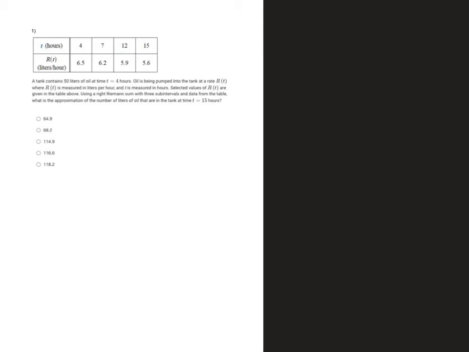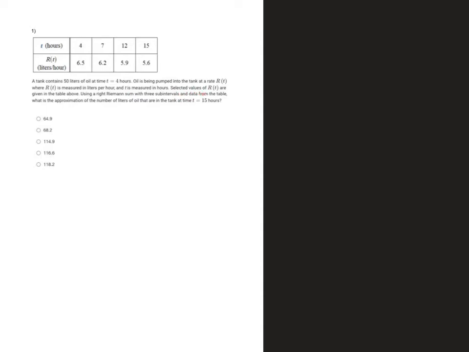Alright, in this video we're going to go over a couple of the questions from the Chapter 5 quiz review. So in question number 1, they give us this table of values, and as we read through this, in the end what they're asking for is a right Riemann sum with 3 subintervals from the data.